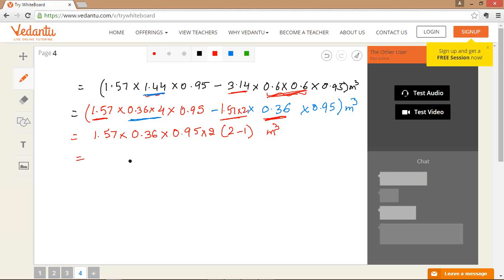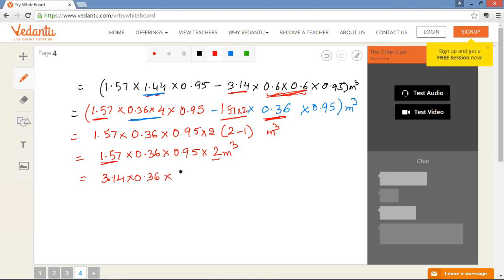So without using calculator, without using multiplications, I have just got the answer. So 1.57 into 0.36 into 0.95 into 2 meter cube. So that will again give me 1.57 into 2 is 3.14.